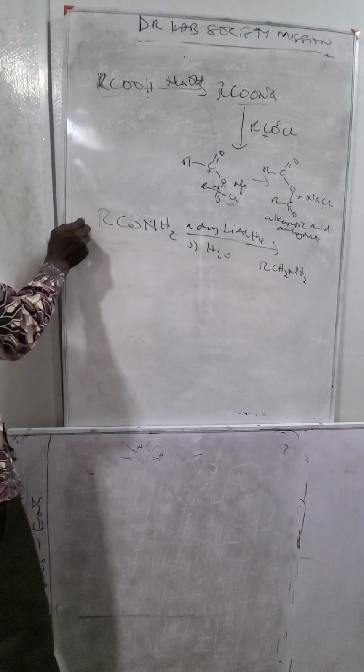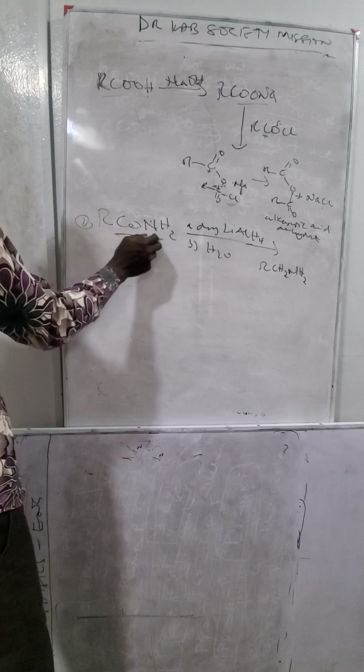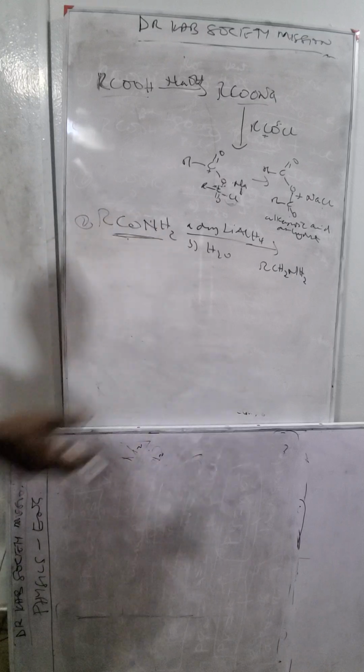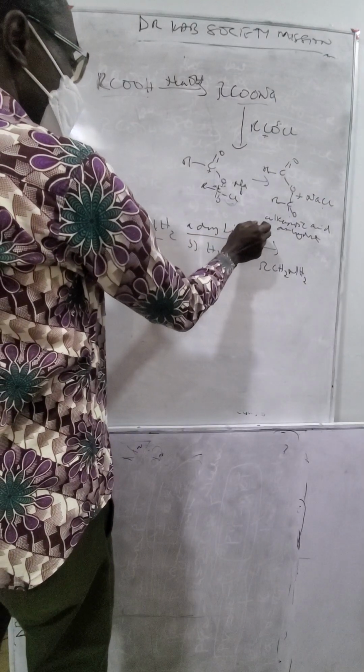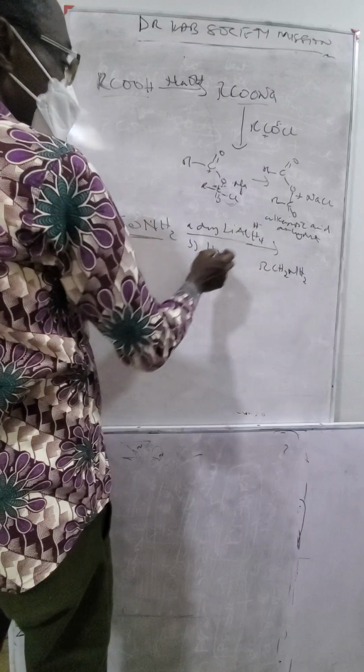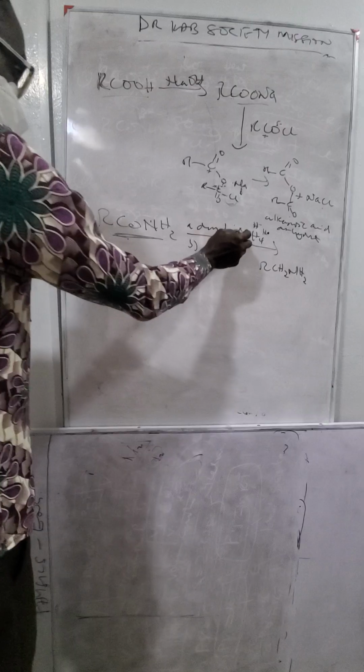Right, now when it comes to this one, 2, let's look at 2. This is an amide, okay. So this kind of bond can be found in amino acids. Now this is a good provider of hydrogen anion and also hydrogen free radical. So let's see what happens.